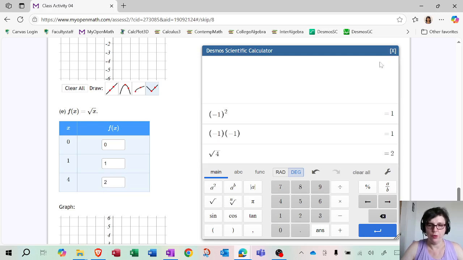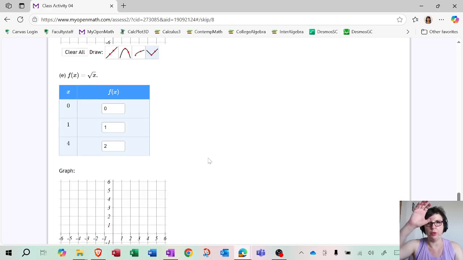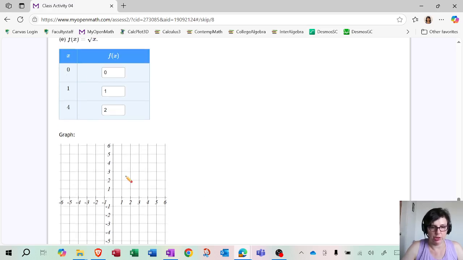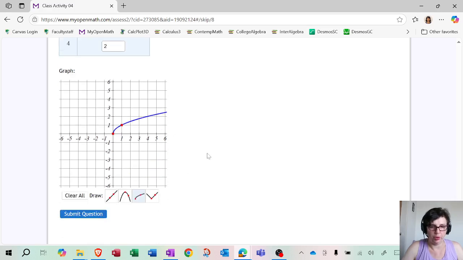For the square root, it's just like a parabola, but you turn it and it's only half of it. So we use this right here. Where does the square root start? At 0, 0. So it starts here, and it also goes through 1, 1. It, by the way, also goes through 4, 2, but we don't need that anymore.